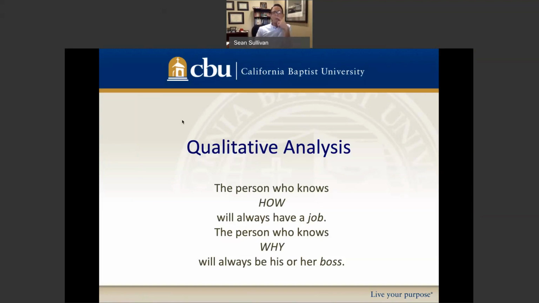Okay, once we have the data, it's time to analyze it. Here's a little cheeky quote, but it's certainly relevant. Data analysis is the important part. So the quote: the person who knows how, let's say, to collect qualitative interview data, they'll always have a job. But the person who knows why and what it all means once they get the qualitative data, they'll be his or her boss. The point is cheeky, but still, knowing how to analyze qualitative data is the tough part, but is the rewarding part once you are able to do it because of the level of understanding that it can give.